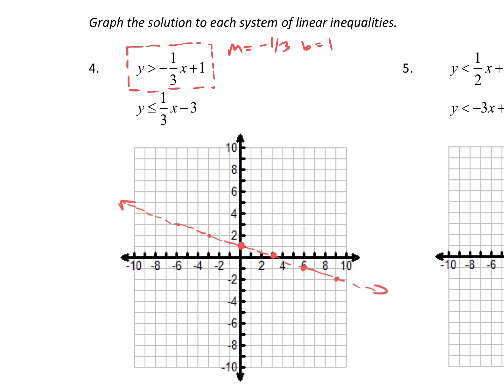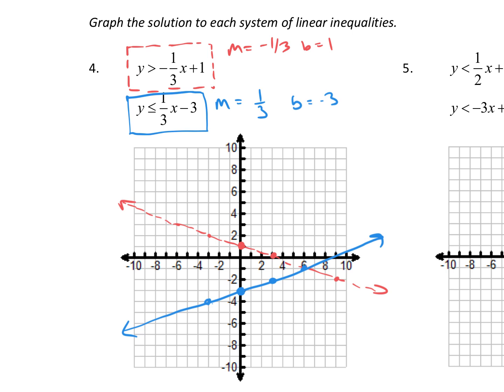Then for my second one, I'll use blue here. It's less than or equal to, so it's solid. My slope is 1/3. Y-intercept is -3. So I go to -3 on the y-axis, 1/3. Down 1 back. I can draw a solid line through that. Make sure, again, extend them out so you can get 4 total, obvious sections there.